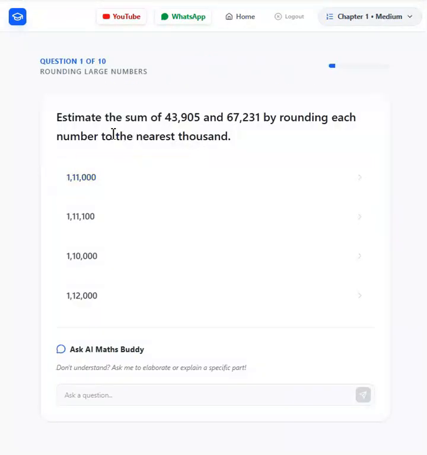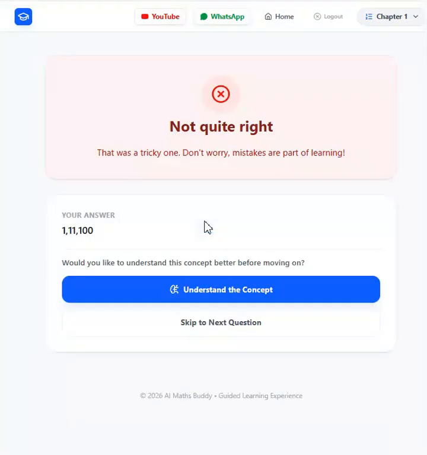So the first question it shows is: estimate the sum 43,905 and 67,231 by rounding each number to the nearest thousand. So let's assume that you have not understood what this question is trying to ask and you don't have the answer. So you choose an incorrect answer. Let's say this is 1,11,100. This site does not give you direct answers. Your answer, 1,11,100, is not right.